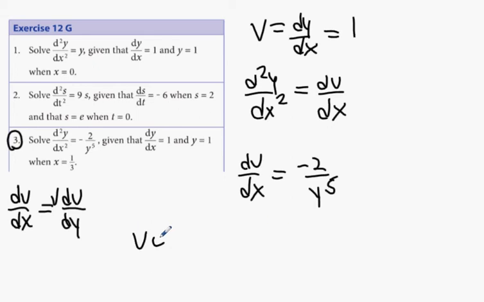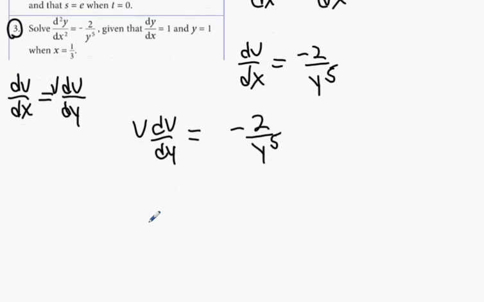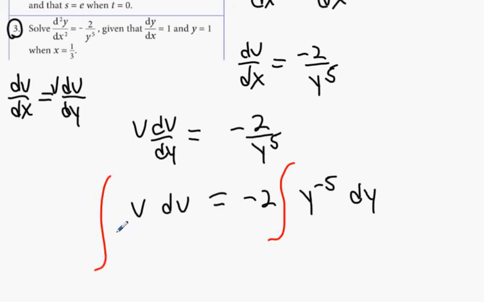Once I've done that, I get phi dv dy equals minus 2 over y to the power 5. I'm then going to integrate it. So I'm going to keep the phi dv on its own, and I'm going to leave the minus 2 on the outside, and I'm going to get y to the minus 5 dy. I'm going to set up the integral signs here and here. Phi equals 1 when y equals 1, and this is a phi and that's a y. Integrate.